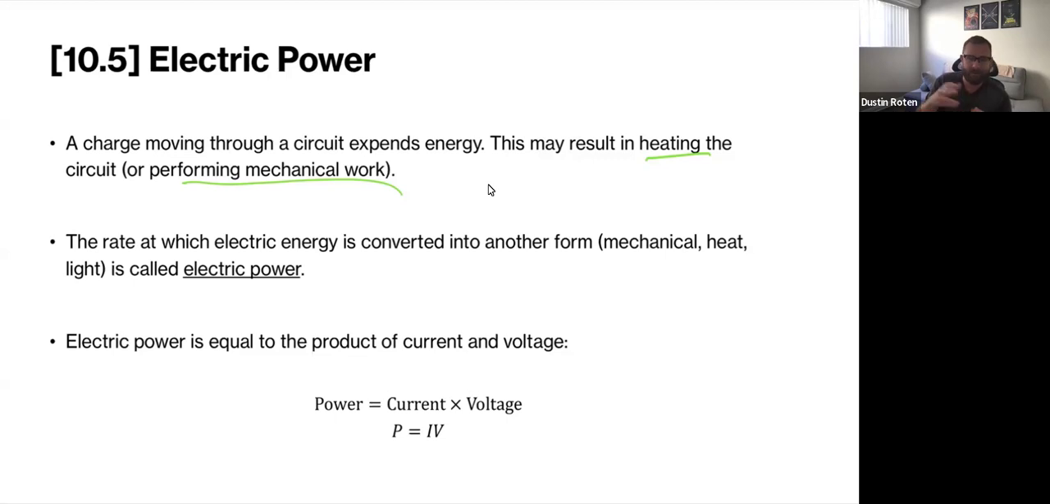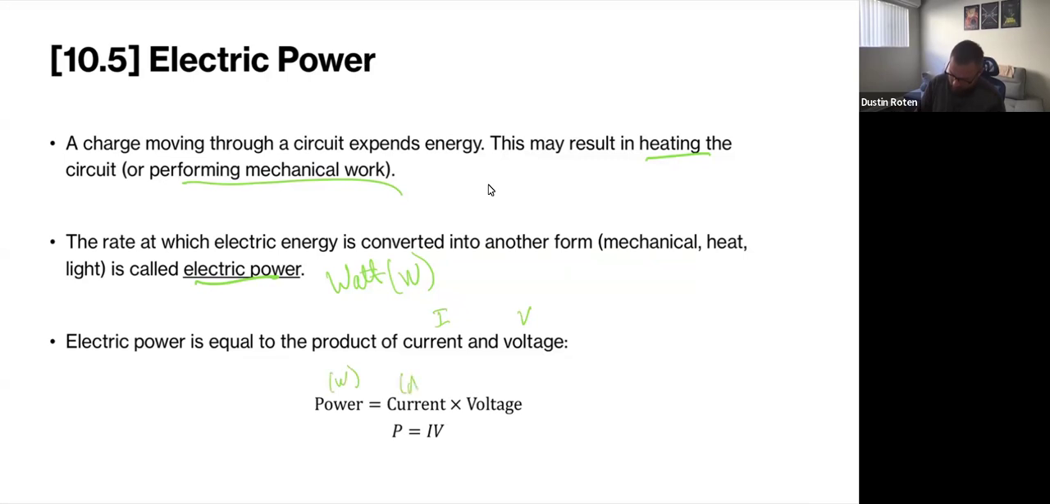We can actually calculate the rate at which electric energy is converted into other energy, whether it's heat or mechanical or even light. This is called electric power. You all have probably seen that. It's the watts, represented by a W. So electric power is equal to the product of the current times the voltage. Power is watts.